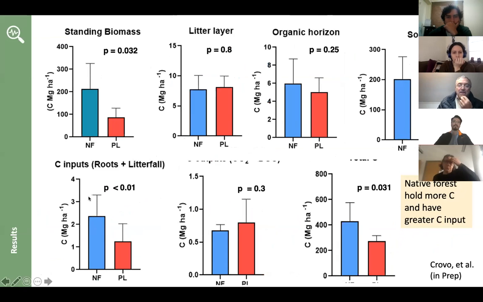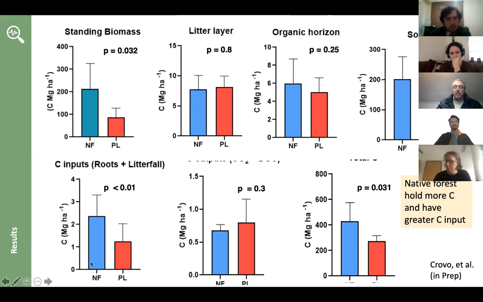When we do a balance of the standing biomass in native forests against plantations, we see that overall, there's a significantly greater amount of carbon in the standing biomass in the native forest than in the plantation. There's not a significant difference in litter production. There is also a non-significant difference in the organic horizon, and the soil overall throughout the sites does not show a significant difference in soil carbon.